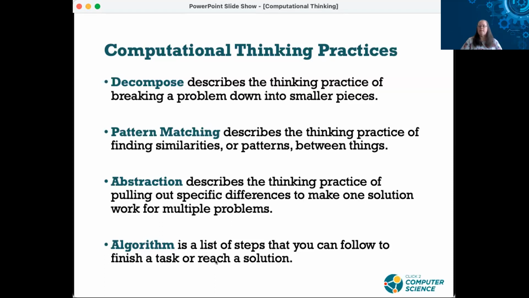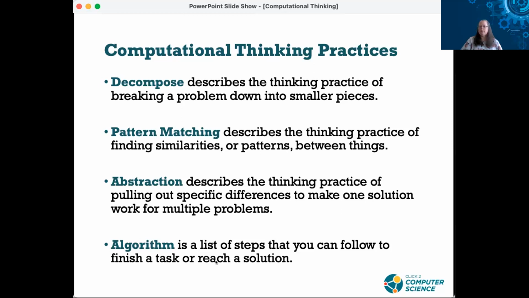And so we did that by having kids underline the words that are different, that changed between players, and then circling the words that stayed the same. And then they can start to figure out, oh, okay, there's something that's the same all the time. And so maybe I just need to plug in these things that change somehow. And so that gets you into pattern matching, which is describing similarities or patterns between things.